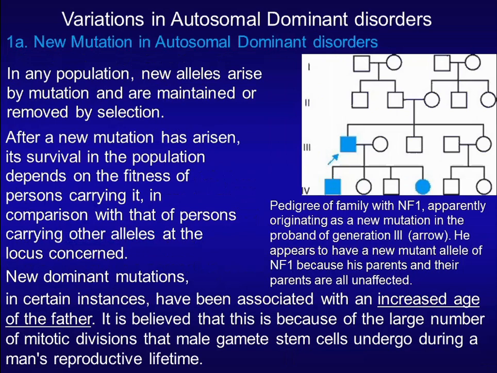Autosomal dominant disorders may have some variations. First variation is new mutation. As shown in this pedigree for NF1, the proband's parents and their parents are unaffected. The mutation this man has must have originated as a new mutation, most likely from his father. New dominant mutations in some instances have been associated with the increased age of the father.